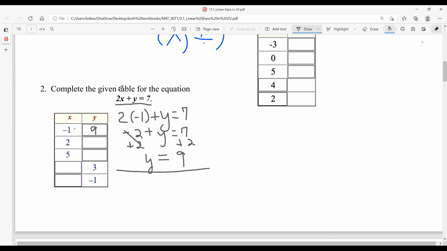Using the same equation, we're going to let x be 2. So we have 2 times 2 plus y equals 7. Again, our objective is that we're solving for y. So we have 4 plus y equals 7. And if we subtract 4 from both sides of this equation, solving a basic linear equation, y equals 3. So when x is 2, y is going to equal 3.